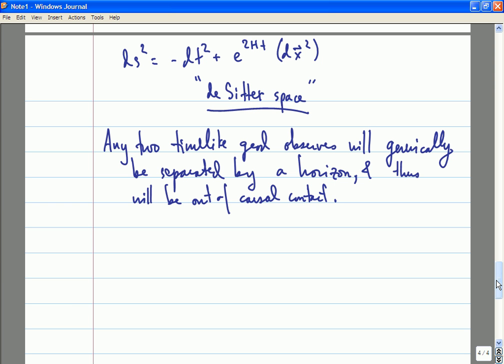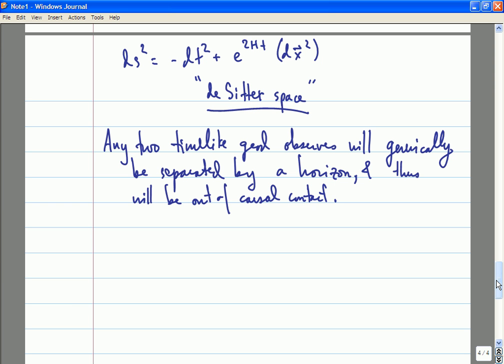And then, at very late times, the dynamics gets very interesting because you have two possibilities. Either you can bind together gravitationally with some object and stay in causal contact, or if you're following geodesics in the de Sitter universe, you'll recede from one another and fall out of causal contact.